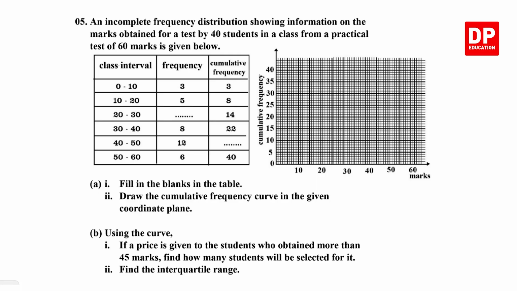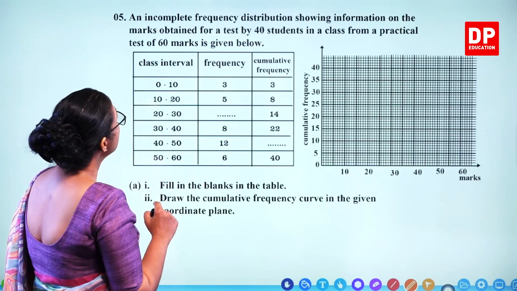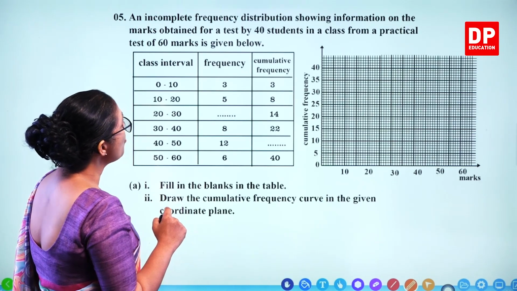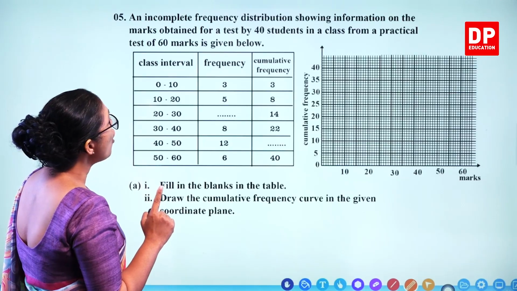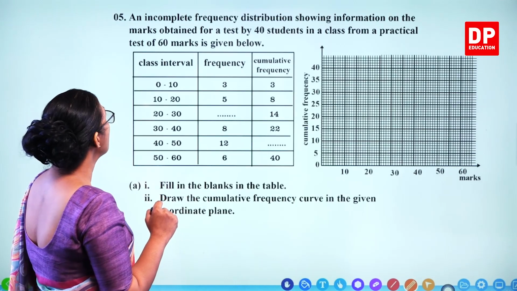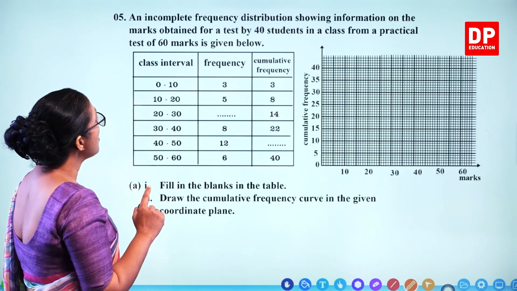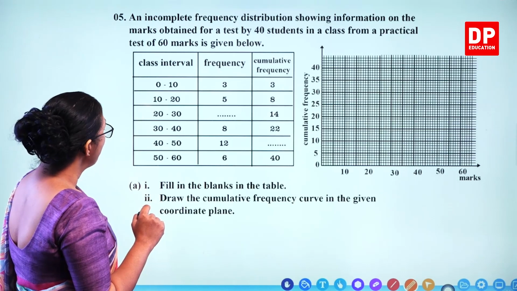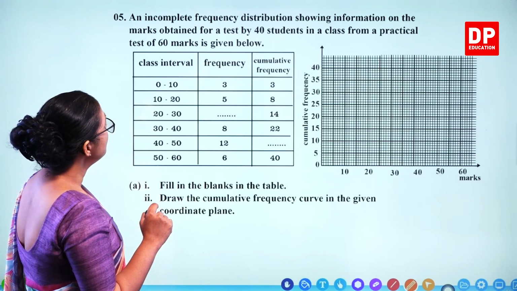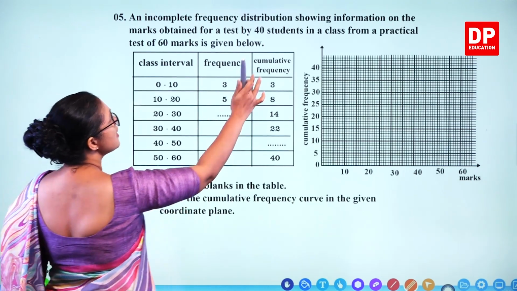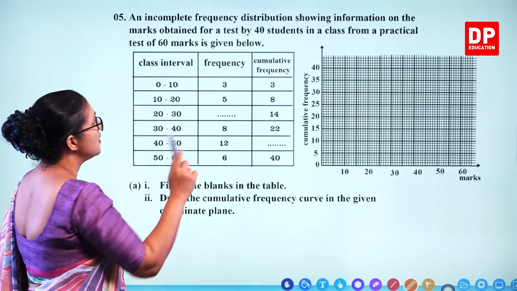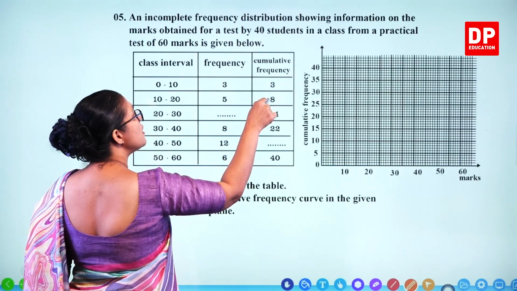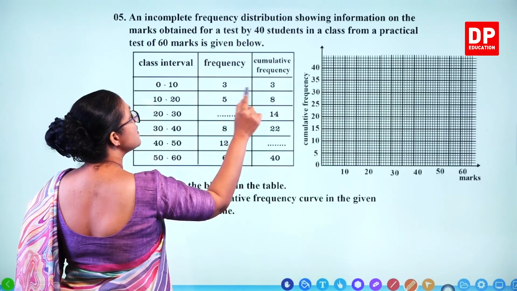Let's take the last question. An incomplete frequency distribution showing information on the marks obtained for a test by 40 students in a class, from a practical test of 60 marks, is given below. Fill in the blanks in the table. So you can use the cumulative frequency and frequency to fill these two gaps. 3 is there, so the cumulative is 8. So 3 plus 5 is 8.